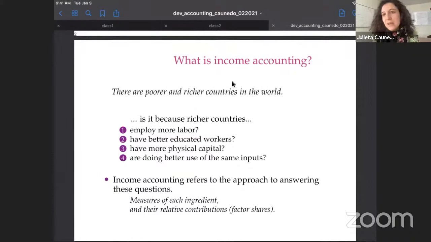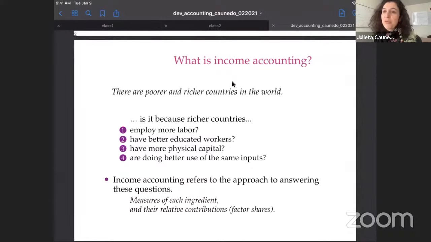And then we're gonna measure also the relative contributions of each of these ingredients. So for example, and this is not gonna be true in the data, just so you know, it might be that there are large differences in physical capital, but physical capital contributes very little to differences in income across countries. So then those differences are not gonna be very important in explaining why Malawi is poor and the US is rich, okay?